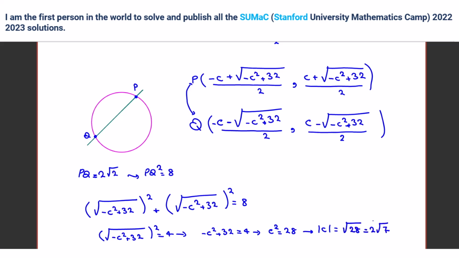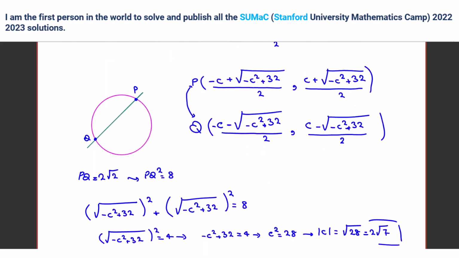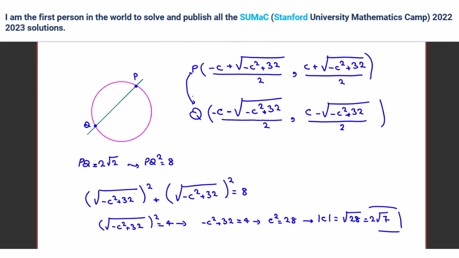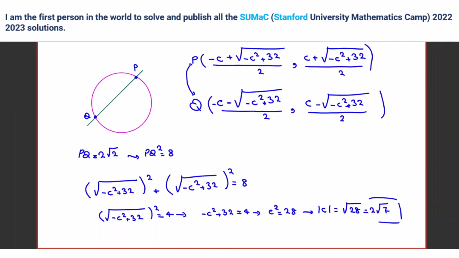Therefore, 2 root 7. Okay, but you can see here we say c is positive, and calculate these for negative also, you can reach the same. Or you can consider like this: one of them is P, one of them is Q, it is not important. We can calculate the absolute value of c. Understand completely how we solve the problem? Yeah.